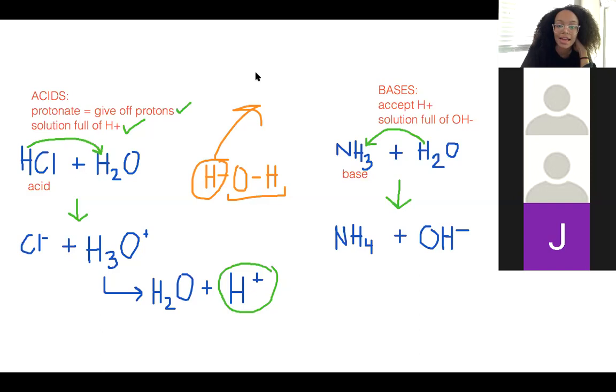So that is why bases make solutions that are full of OH minus. That is because that is what is left once it has stolen the proton from water. Okay? So the base took a proton from water. All that's left is OH minus. That is why we can also define bases as solutions that are full of OH minus.